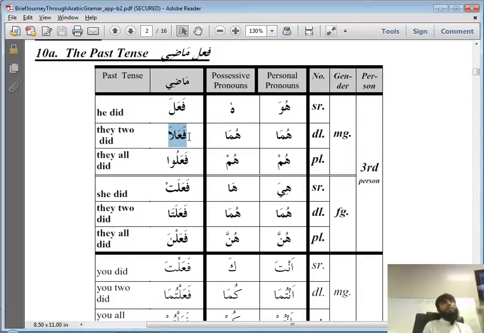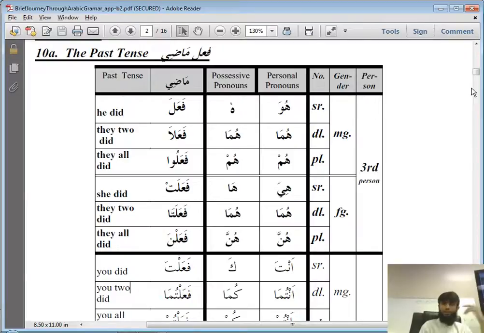Fa'ala, the doer is a third person dual, 2 people, but male. Fa'alu is third person and plural, so it could be more than 2, and it could be male and female both, or just males. Okay? So you see the difference is that you're just adding a waw. Here we are adding an alif. Now for the female case, you just make it fa'ala and then you add a ta sakinah. So it becomes she did. Fa'ala, fa'alat. Khalaqa, khalaqat. Okay? And then fa'alata for 2 females and fa'alna for more than 2.